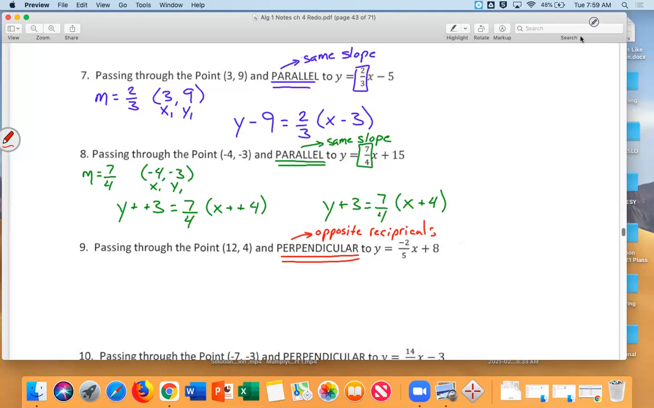So that means, again, I need to identify my slope. But this time, I need to make it positive, because it's negative, so I'm going to make it the opposite. And then I'm going to flip it. So 5/2. Notice this one's positive, that one's negative. This one is 5/2, and that one's 2/5. And I'm going to take the point 12, 4, label it, and substitute it. So I have y minus 4 equals 5/2 times x minus 12. Not much I have to do with that.